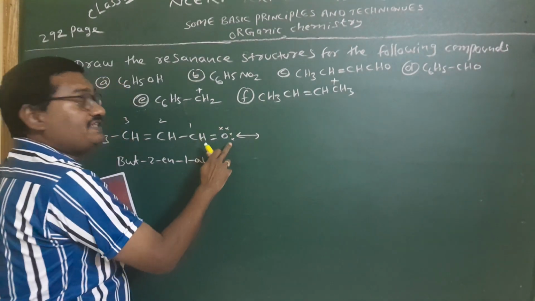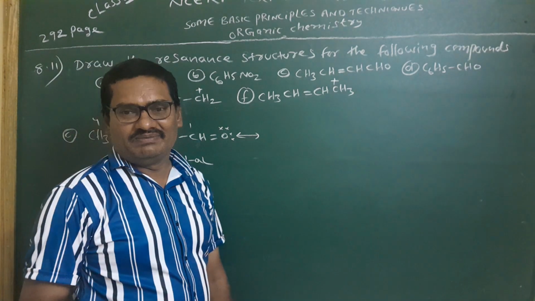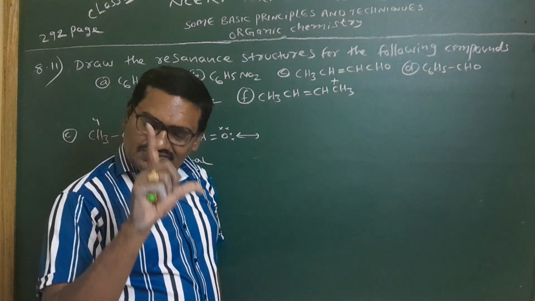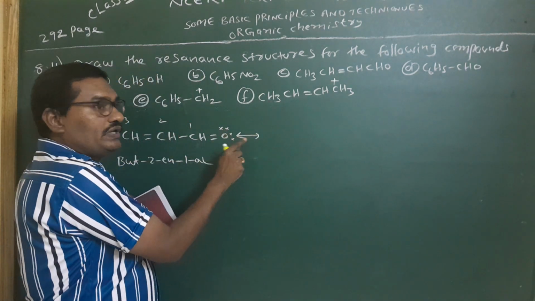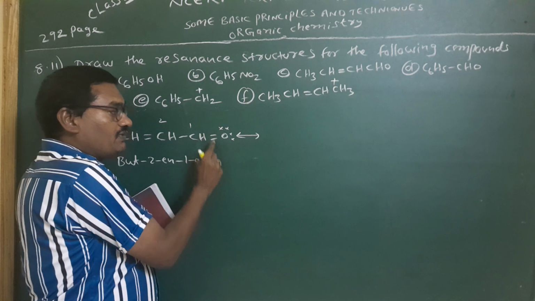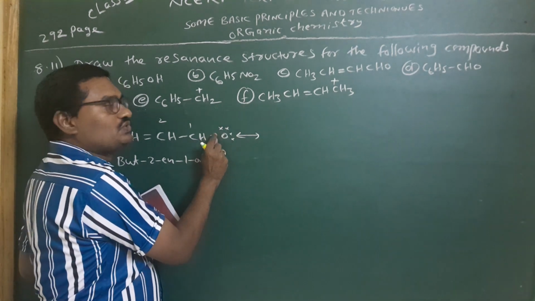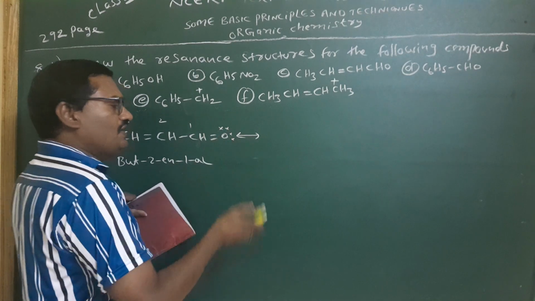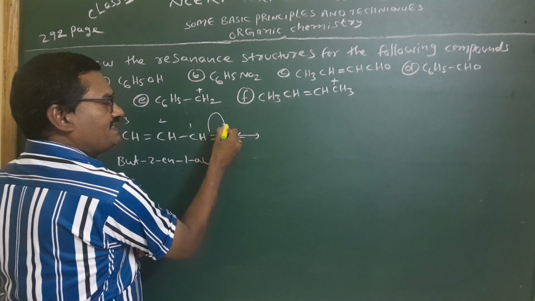Why does oxygen contain 4 electrons? Because oxygen is a 6th group element, so it contains 6 valence electrons. Of the 6 valence electrons, 2 electrons go to the double bond, 1 electron to a single bond, another electron to another bond. So the remaining 4 electrons it has. So in the first structure, the pi bond is polarized.